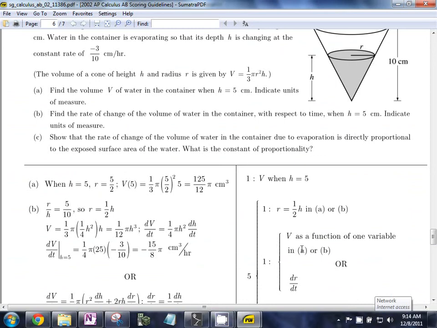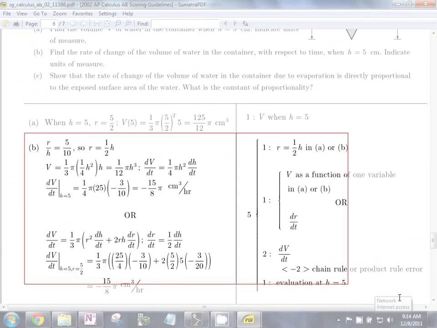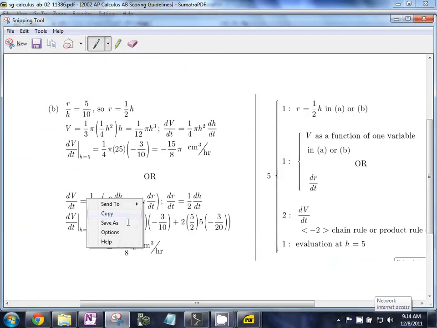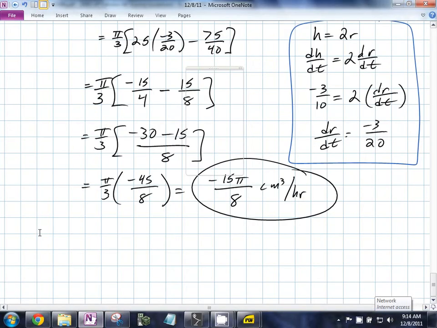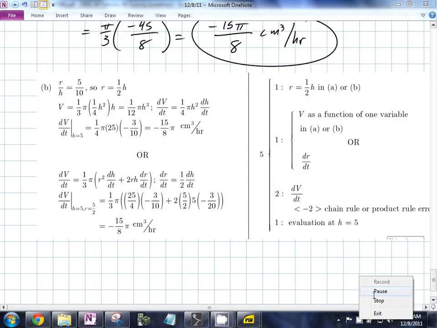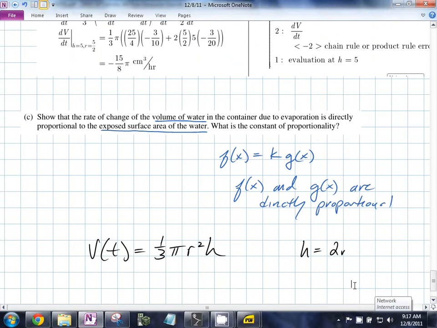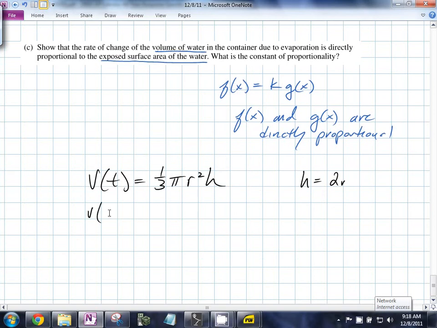We just showed this at one specific time. Is that enough? No, it's saying show for all of the values. So h is equal to 2r. So we end up with V, the volume, and it's not V of t. Now it's going to be in terms of r: V is equal to 1/3 pi r squared times 2r. So we know the volume in terms of r is 2/3 pi r cubed. Are you okay with that? That's the volume, right? What's the surface area at that given radius?